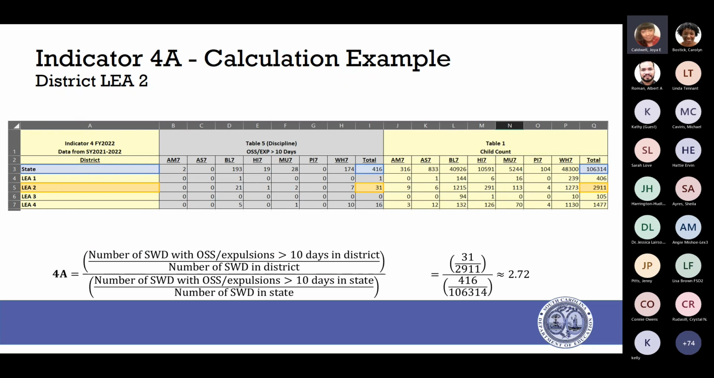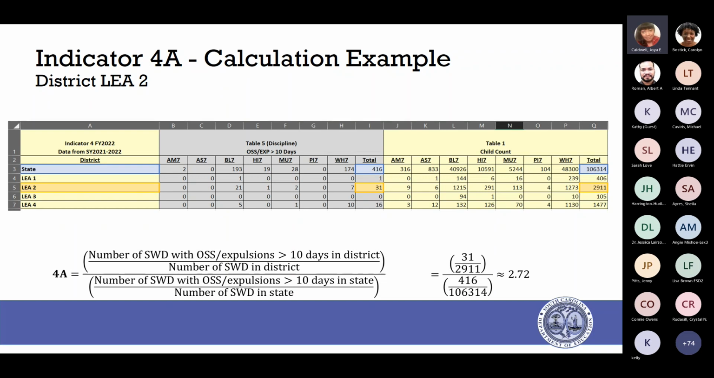Now let's look closely at an example of indicator 4A. The illustration is a sample showing table 5 and disciplinary removals, which you'll see in gray, as well as table 1 child count in yellow. For training purposes, we'll review the calculating of 4A, where there's a total of 31 students with out-of-school suspension greater than 10 days in LEA 2 in our example. And again, that's 31 students out of 2,911 students enrolled within the same district to generate our numerator.